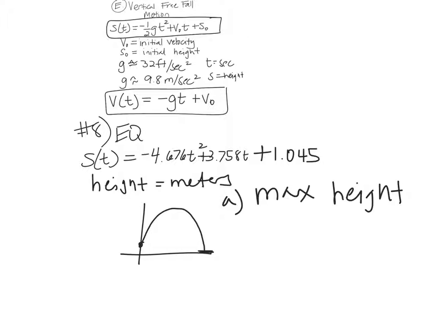So negative 4.676x squared plus 3.758x plus 1.045. Change the window again. This was from 0 to 1 seconds, they did it in 0 to 1 seconds. Okay? So go 0 to 1. And the maximum height in the table shows it as 1.8.